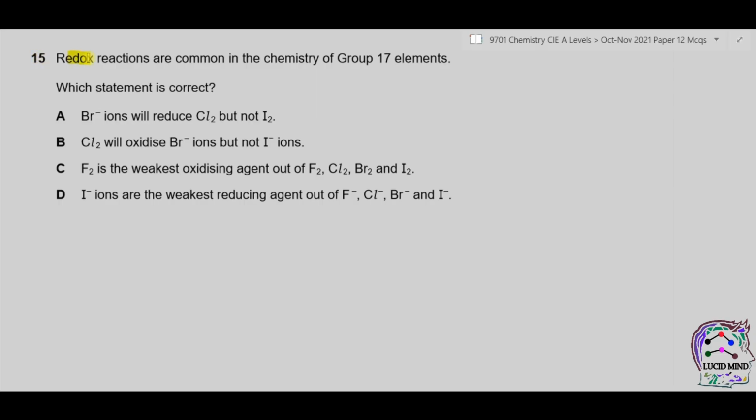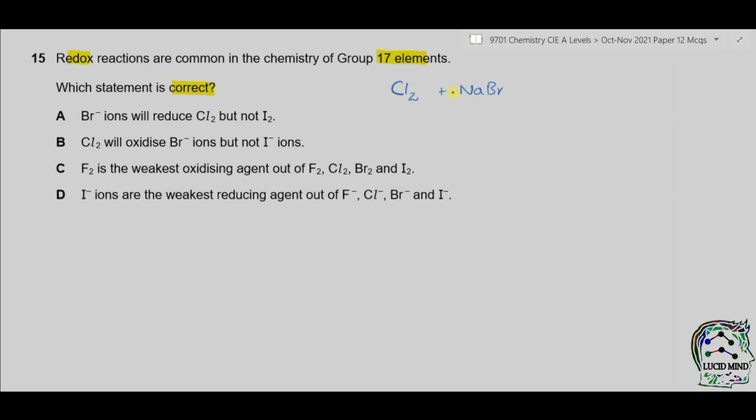Question 15. Redox reactions are common in the chemistry of group 17 elements that are halogens. Which statement is correct? Part A. Bromide ions will reduce chlorine but not iodine. We can write chemical equation to understand this one. Now the reaction is Cl2 if it reacts with sodium bromide.